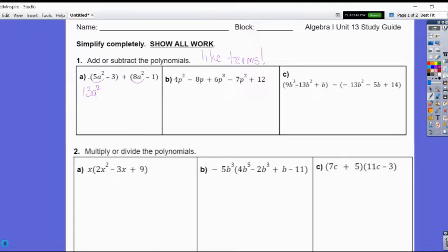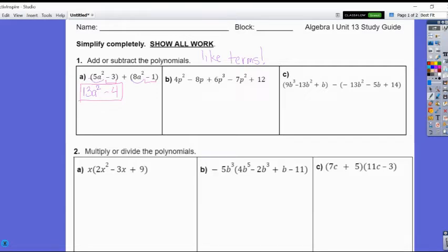Next up, I see that I have a constant -3 and also a constant value of -1. These are being added again. So -3 plus -1 makes -4. There is our simplified answer. No more like terms that we can combine.